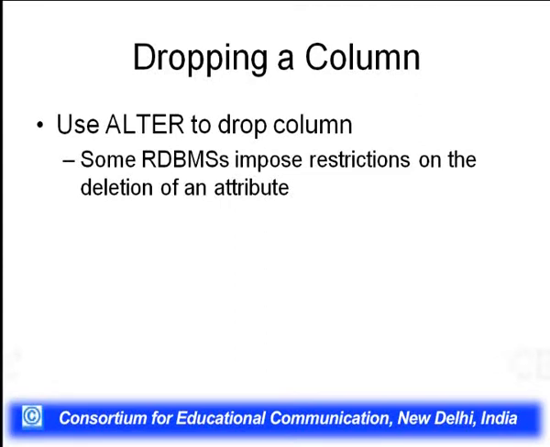Then if you want to drop a column from the table, the command for that is alter table drop column and the name of the column. However, some RDBMSs impose restrictions on the deletion of an attribute also. For example, if this attribute is part of a relationship, then the RDBMS may not allow the deletion of this column, or if it is part of the key, even then that column cannot be dropped from the table. In that case, you first need to modify the structure of the table using the modify command of the alter table, and only after that can you make those kinds of changes to your table.